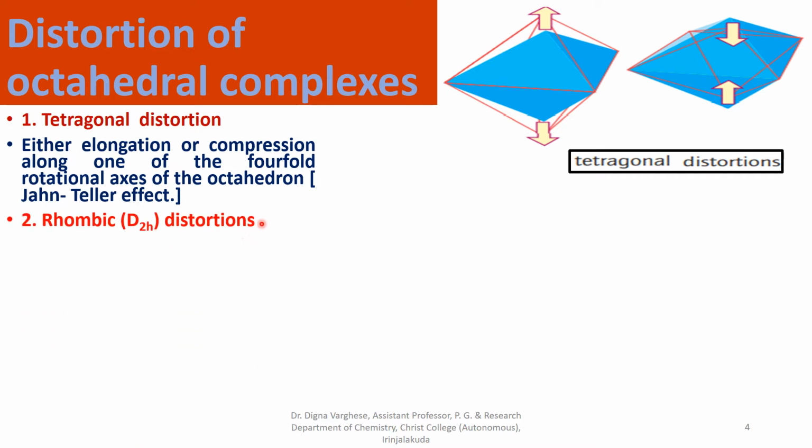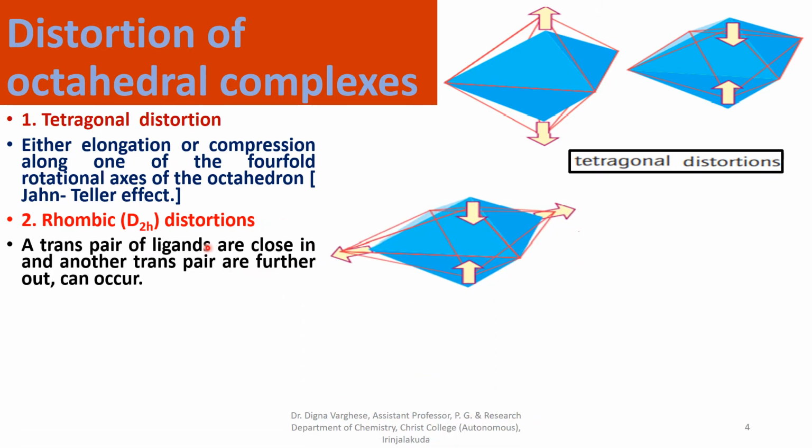The second one is rhombic distortion. A trans pair of ligands close in and another trans pair further out can occur. Here, in the same octahedral molecule, elongation and compression occur. A trans pair of ligands can move away, that is, elongated in this direction, and one pair of ligands is close in towards the metal atom. For the same molecule, one trans pair moving out from the central metal ion and the other trans pair moving close in can cause a rhombic distortion.